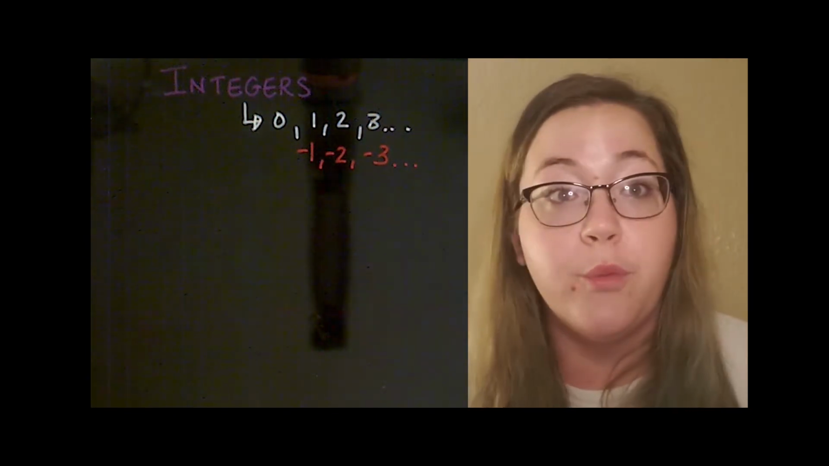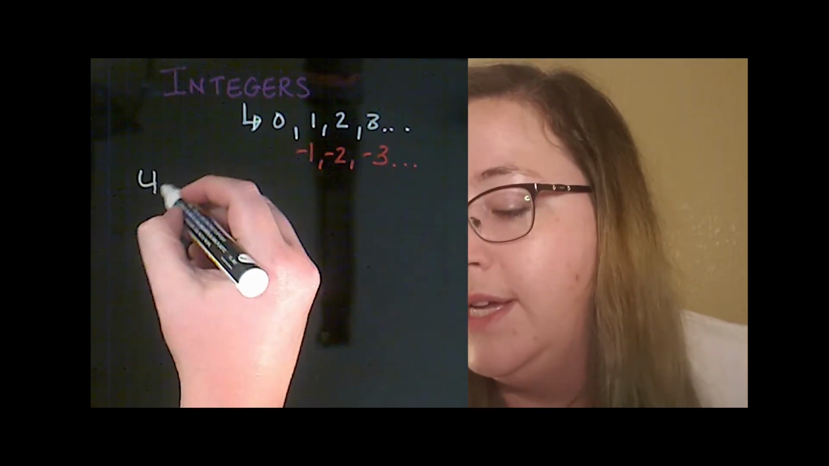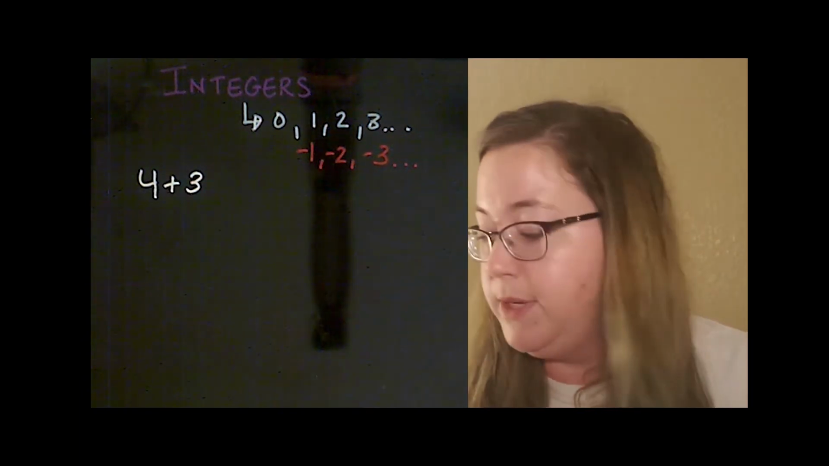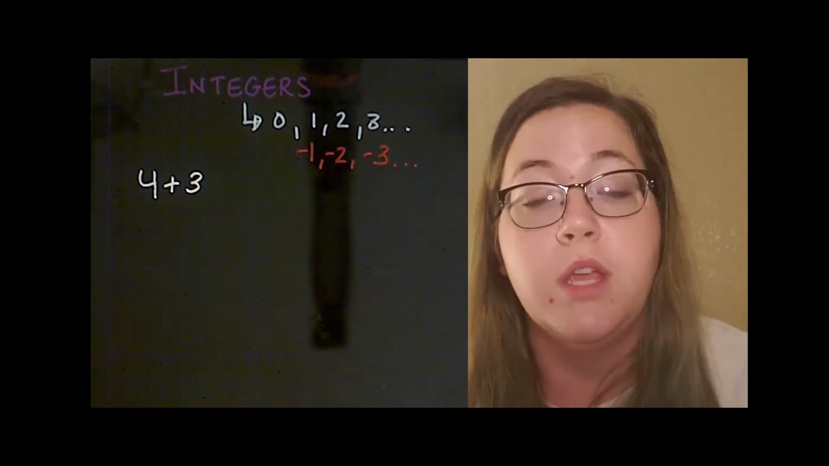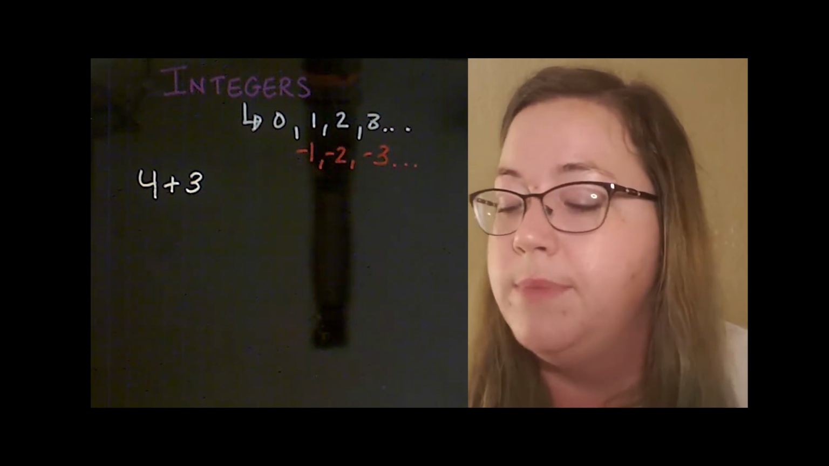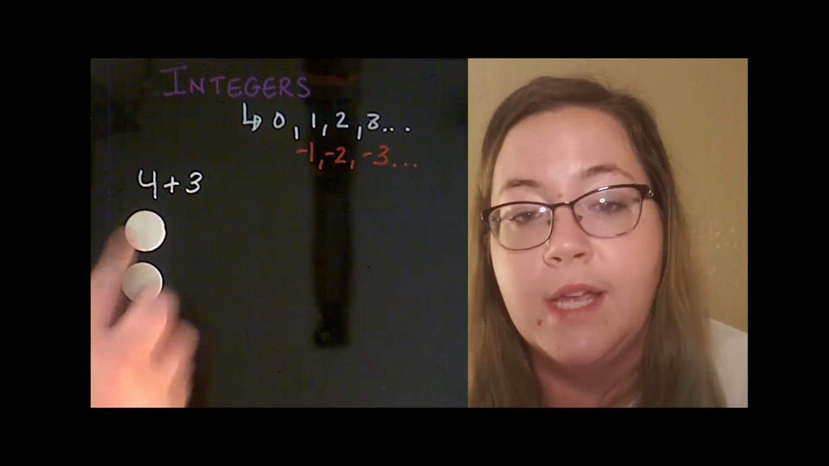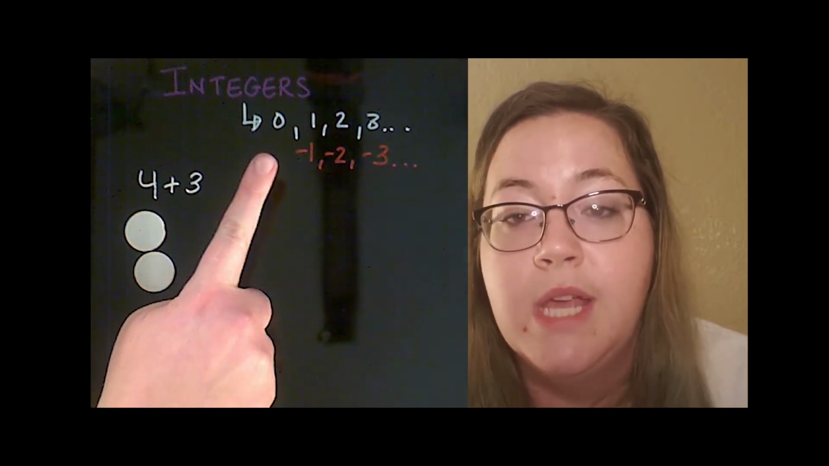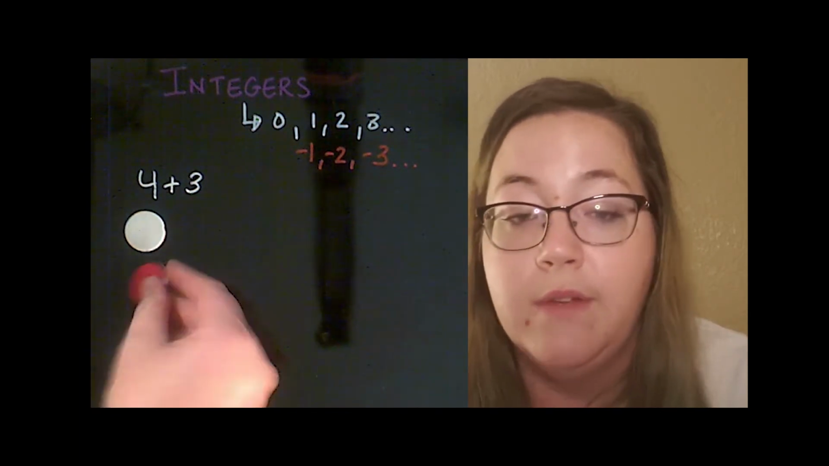I'm going to start you off real simple. 4 plus 3. And I'm doing 4 plus 3 because I'm going to be using the integer chips so that you can refresh your memory on how to use them. Notice how there's a white side and a red side. So the white side represents the positive numbers and the red side represents the negative numbers.